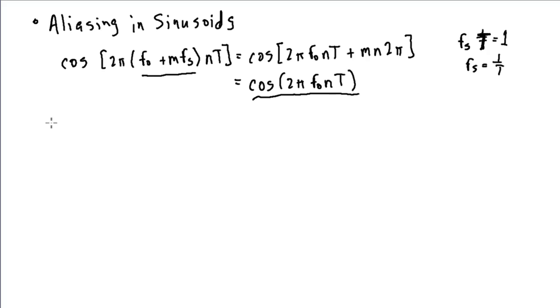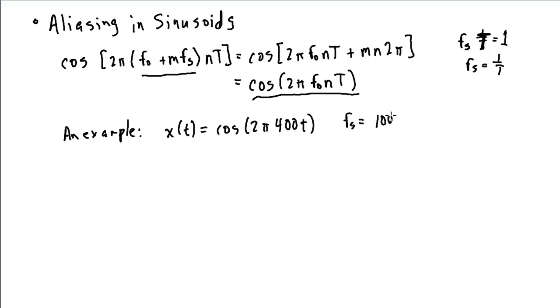Again, it seems a little hard to believe perhaps, but let's look at a specific example. I want to sample a sinusoid that has a frequency of 400 hertz, and I'm going to sample at 1000 hertz. So the corresponding sample time would be the reciprocal of that, or 1 millisecond. And of course here I'm meeting the Nyquist criteria. I'm sampling at more than twice 400.